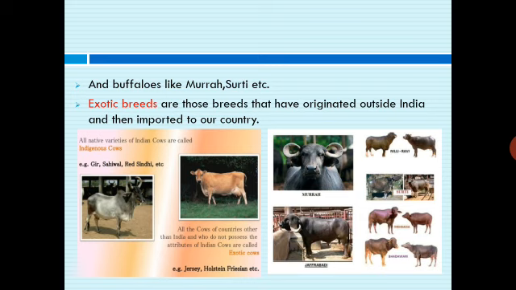Now, as I told you, there are two types, indigenous breeds and exotic breeds. In these breeds also there are three types: milch breeds, draft breeds and dual purpose breeds. Milch breeds are mainly milk yielders, draft breeds are mainly for field work, and dual purpose breeds are used for both milk and labor.